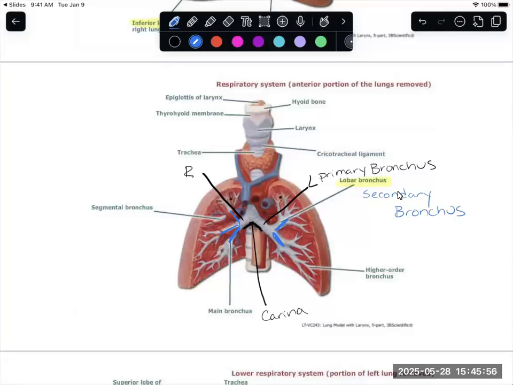From here, we're going to get another split. New color. Then it splits off from there. That third split is going to be our tertiary bronchus. We're going to have both right and left side. So this is going to split off. That'll split off. This one going up will split off into 3. Those are our tertiary, also known as those segmental bronchus.